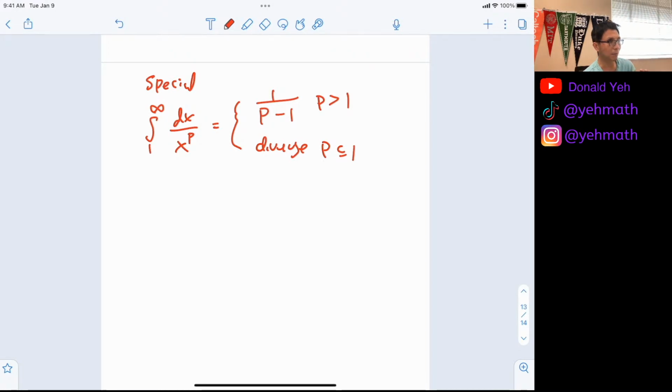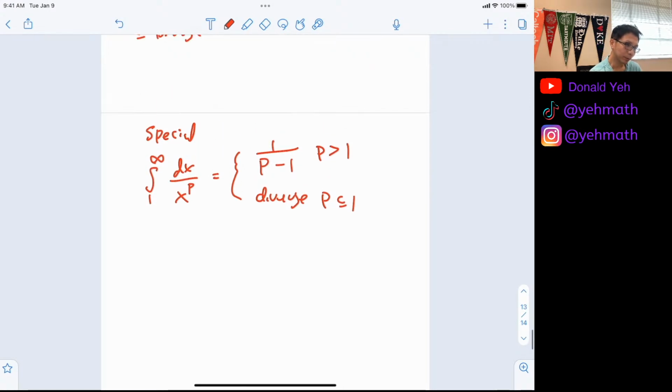Now, this is something called a p-series. Later on in this class, when we talk about sequences and series, you'll realize when p is less than or equal to 1, for example 1/x, that always diverges. 1/x to the 0.5, diverges. 1/x to the 0.99, diverges. Simple as that. Anything greater than 1 is going to converge.